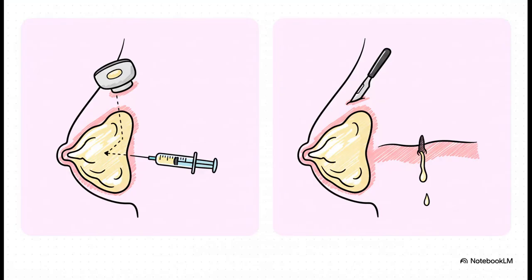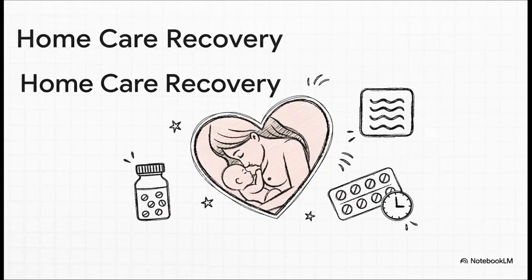There are 2 main ways to drain an abscess. The most common is needle aspiration, where a doctor uses an ultrasound to guide a needle and draw out the pus. It's minimally invasive. For larger abscesses, say over 5 centimeters, or if there are multiple pockets, a small surgical incision might be needed. This sometimes involves leaving a tiny flexible drain in for a few days to make sure everything gets out.